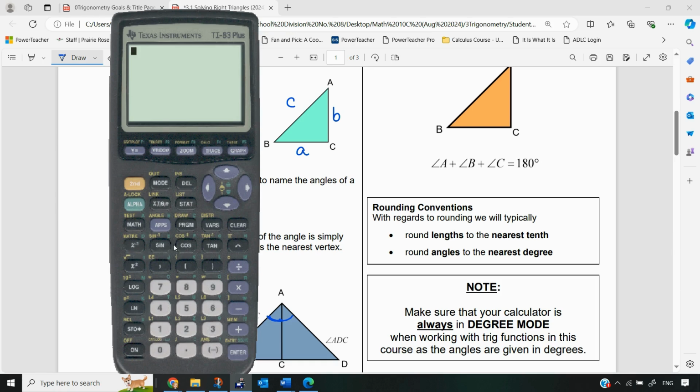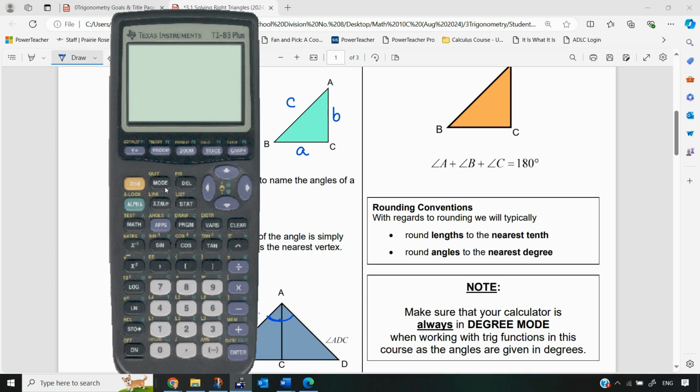Now on a TI-83 Plus or TI-84 Plus calculator, you're going to choose mode, and then you're going to arrow down and make sure that degree is highlighted, and then you can just 2nd quit out of there. Now, if you have other calculators like a Casio, for example, you may just have to look at your manual or do some research online.